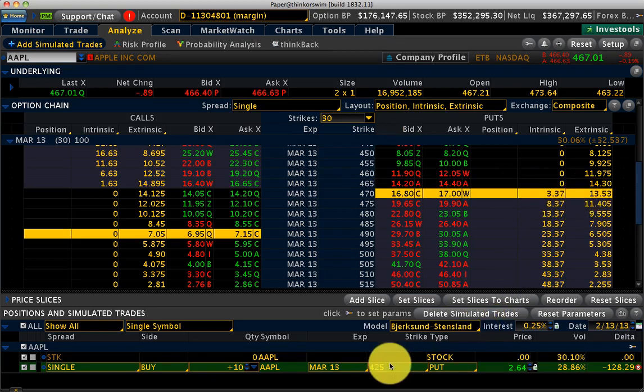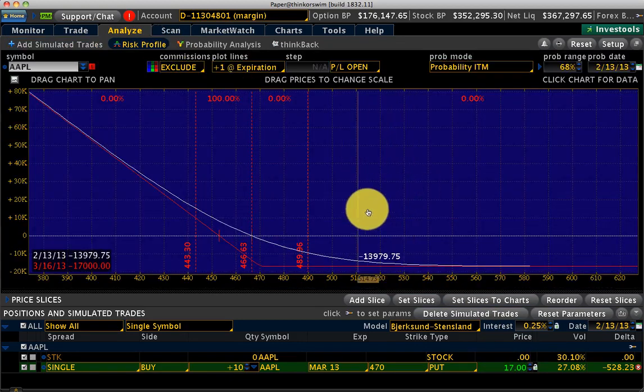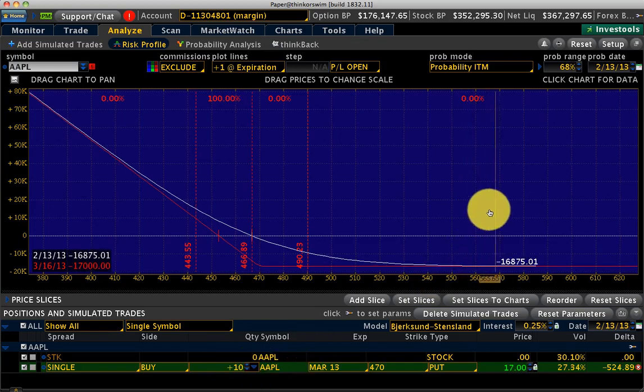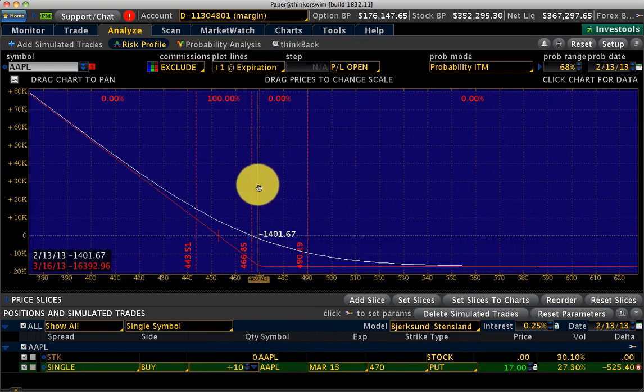To buy this option, I'm going to change the strike price to 470. And this option is currently going for about $17. So if you look at the risk profile, that's what it is. The maximum loss on 1,000 shares is $17,000. And our strike price is right here, 470. You can see that the risk graph takes a change in direction there. Apple's currently trading at 467.